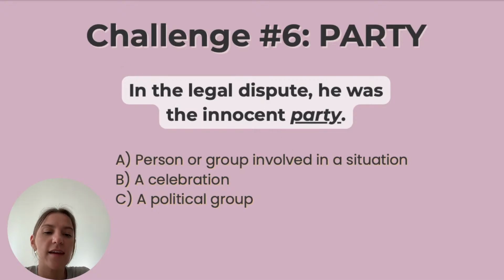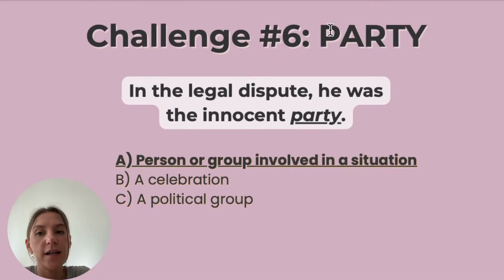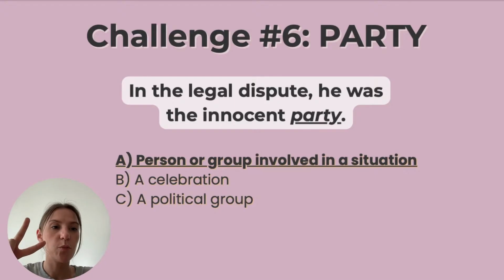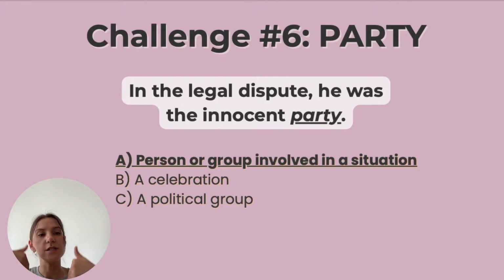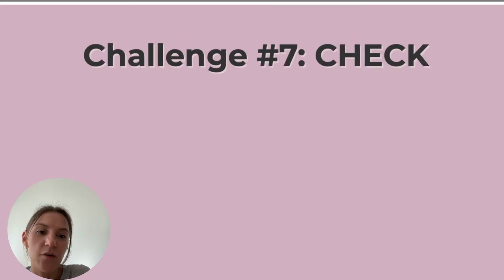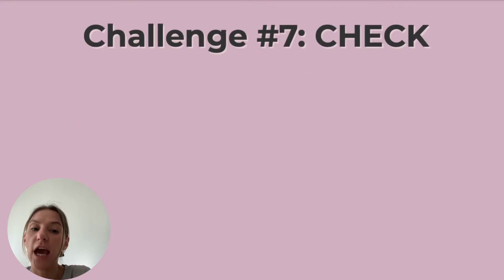A, that's right. Yes. A party, like B and C are also possible, but in this sentence and in legal or formal context, a party is a person or group involved in some situation. For example, when you sign a contract, there are two parties, you and the person you are signing this contract with. So, a party is a person or a group involved in a situation. Good. Moving on, and our challenge number 7, that is check.